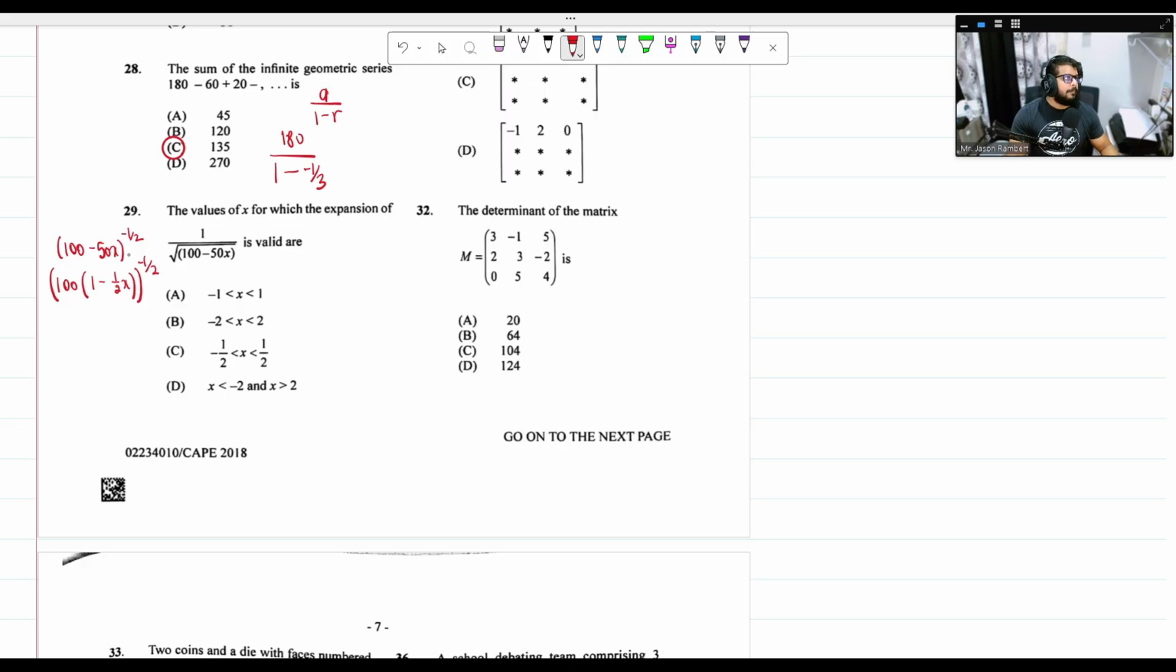Regardless what this is, this has no effect on the validity of the statement. This is the only thing that we need to test. This is going to be valid for minus 1 is less than minus a half x is less than 1. Multiply both sides by 2. Minus 2 less than minus x is less than 2. Multiply both sides by minus 1, sorry. 2 is greater than x is greater than minus 2. Bring the minus 2 back on the left side. Minus 2 is less than x is less than 2. The answer is B.